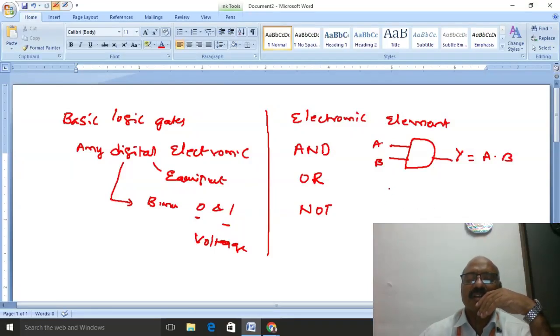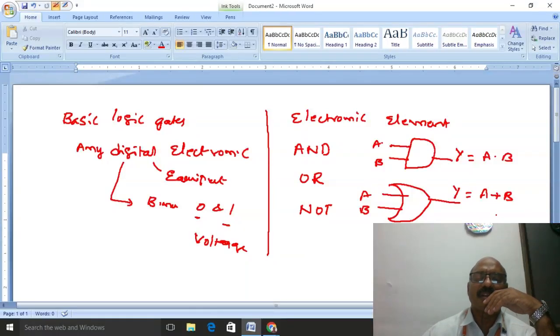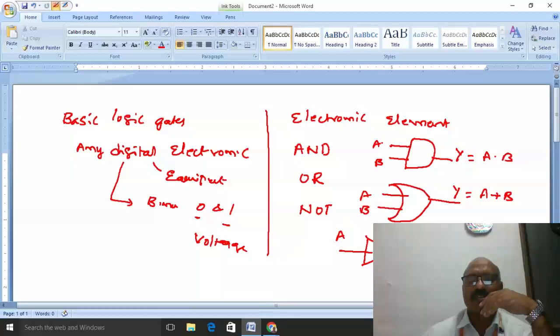And we also represent the OR gate like that. Again, we consider A and B as the inputs and Y as the output. Y is the function of A or B. The third one, the NOT gate, we represent like that. It has only one input and one output. Suppose A is the input, the output Y is A bar.